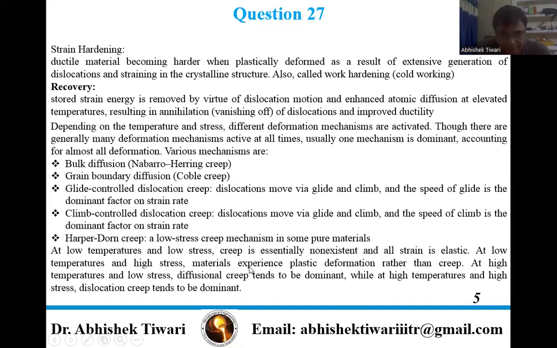So at low temperature and low stress, creep is essentially non-existent and all strain is elastic. At low temperature and high stress, materials experience plastic deformation rather than creep. At high temperature and low stress, diffusional creep tends to be dominant, while at high temperature and high stress, dislocation creep tends to be dominant.